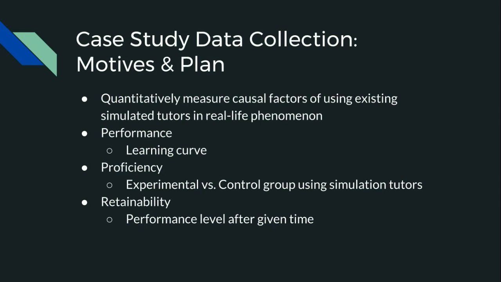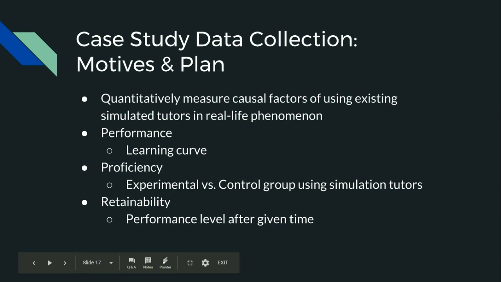Proficiency is the next one. For proficiency, we'll be maintaining an experimental and a control group. In the experimental group, we look at different simulation tutors and how quickly the users will become proficient with those tutors, versus the control group, which already has that level of proficiency established with the specific procedure or the medical device. And the last one would be retainability, so looking at the performance level after a given time. Once we introduce the simulation tutor, we give a 10-day or a 20-day time period and then introduce the medical device to them. How retainable is their knowledge based on their past experience with the simulation tutor for that medical device?